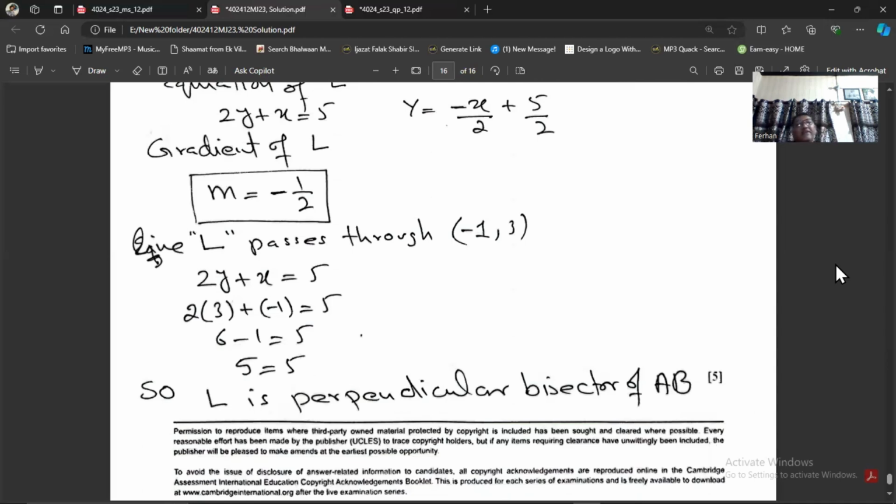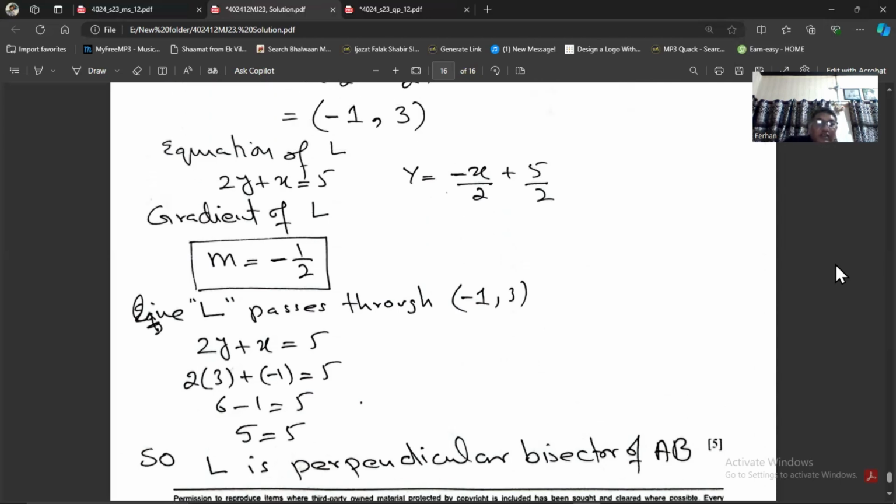Let's see if the line L passes through that midpoint, which is minus 1, comma 3. How will I prove that this line passes through the midpoint? I will put minus 1, comma 3 in that equation, and let's see if it satisfies the equation. In the place of x, I will put minus 1, and in the place of y, I will put 3. So 2 into 3 is 6, and plus into minus 1 means minus 1. 6 minus 1 is 5. So both sides are equal.